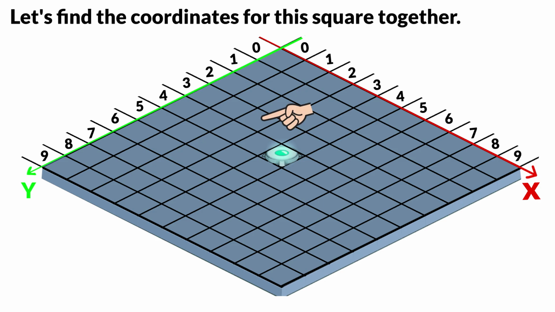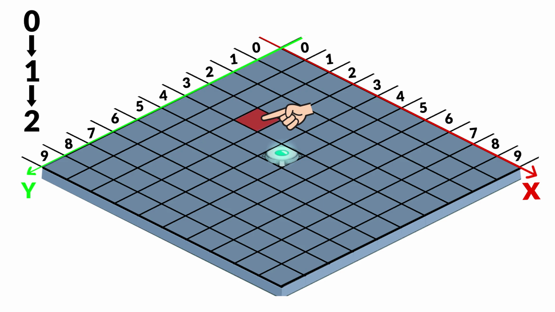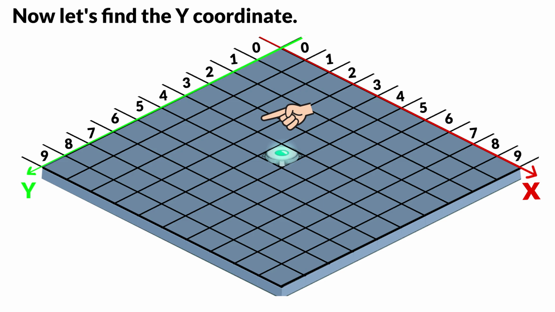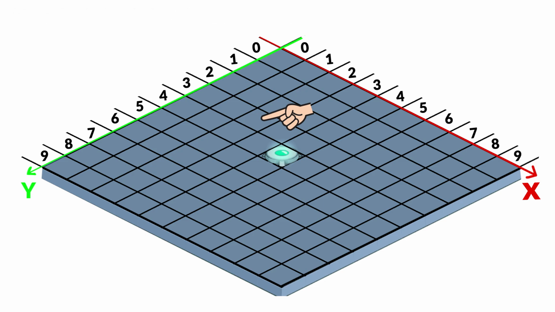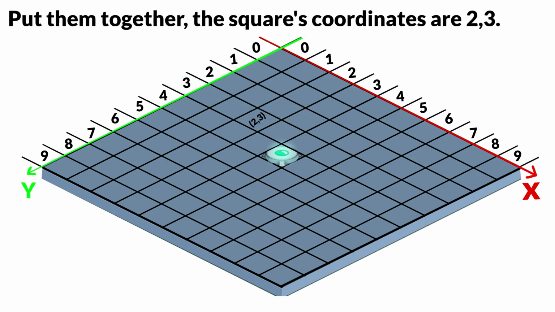Let's find the coordinates for this square together. First, let's find the X coordinate. 0, 1, and 2. This square's coordinate X would be equal to 2. Now let's find the Y coordinate. 0, 1, 2, and 3. And so the Y is equal to 3. Put them together, the square's coordinates are X 2, Y 3.